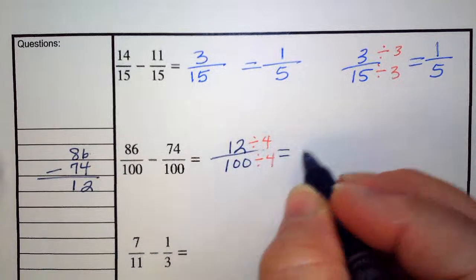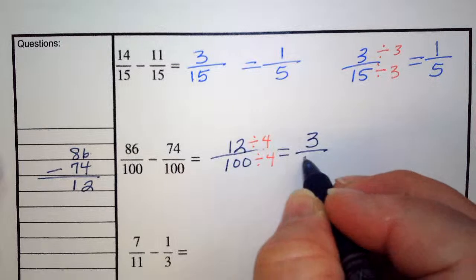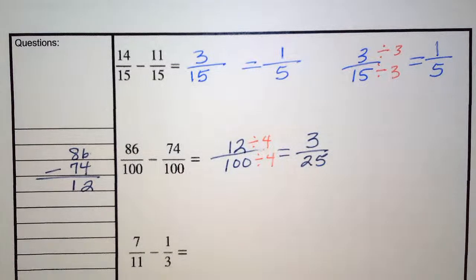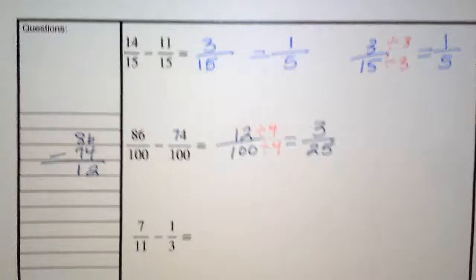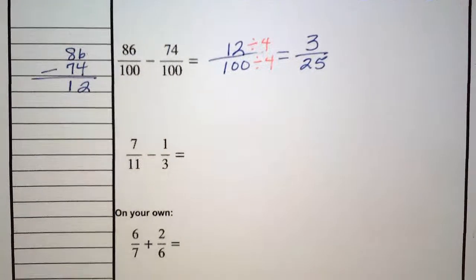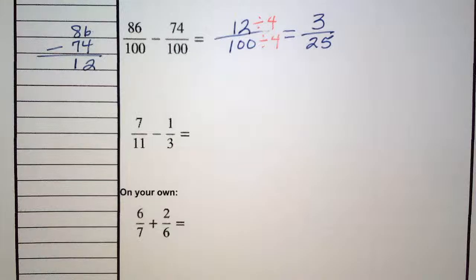And I end up with 3 over 25. Can I simplify any further? No, you're done. What happens if I don't have that same denominator?